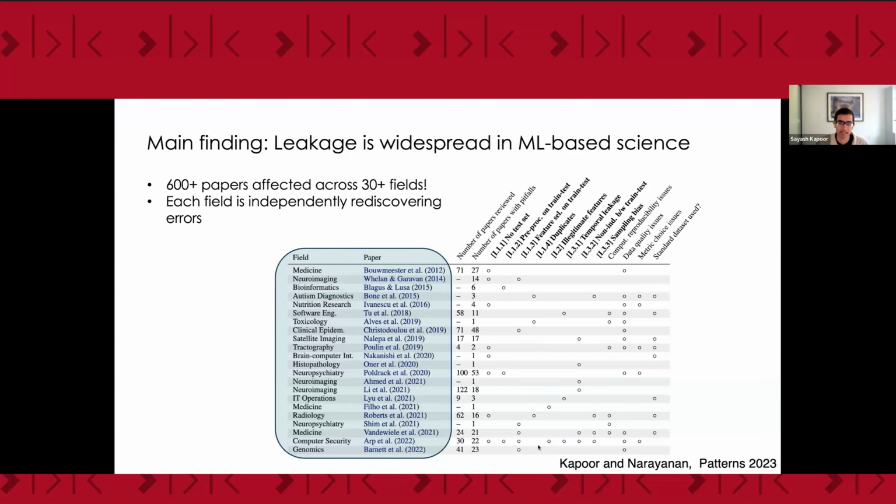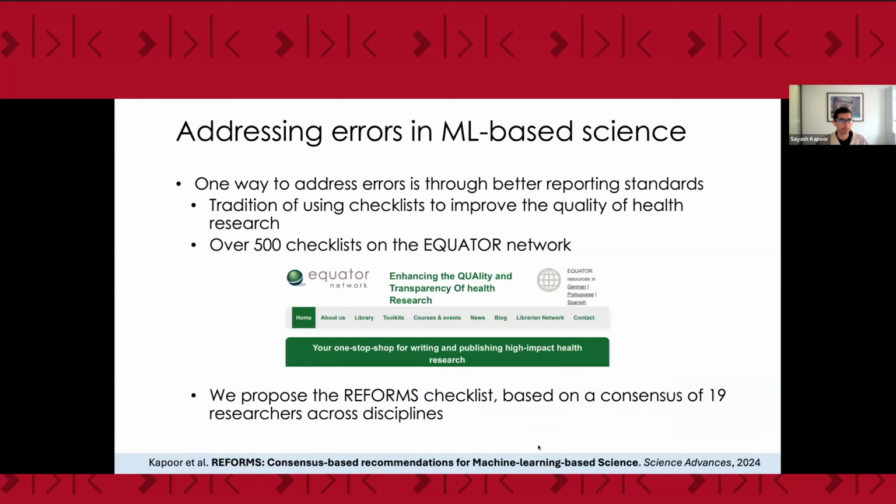So in follow-up work, we tried to figure out ways to address leakage and address other errors in machine learning-based science. One of the things we were inspired by is standards for better reporting scientific results. In particular, we found that in health research, we have organizations like the Equator Network that is basically a repository of over 500 different types of checklists that you might be able to use if you're carrying out any given type of health research. If you're trying to use AI for a specific type of clinical study, there's a checklist for that. If you're trying to run a randomized control trial, there's a checklist for that. And so we realized that there's nothing similar really for a lot of machine learning-based sciences.